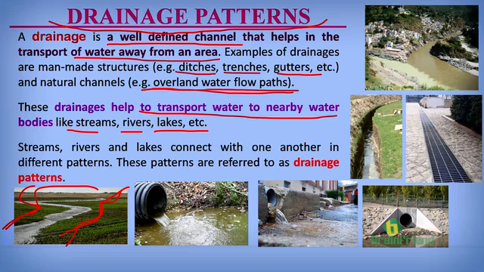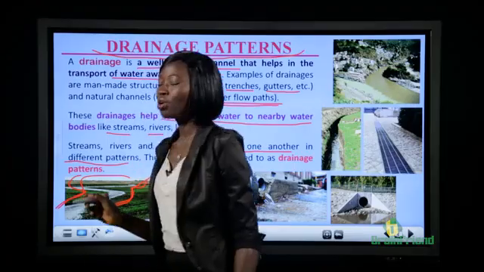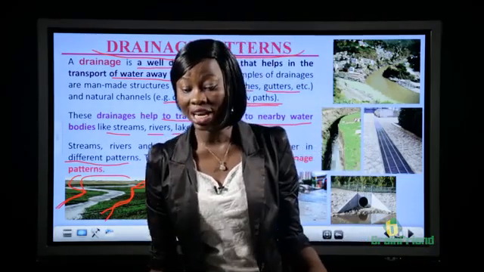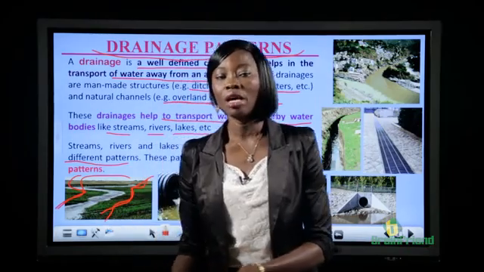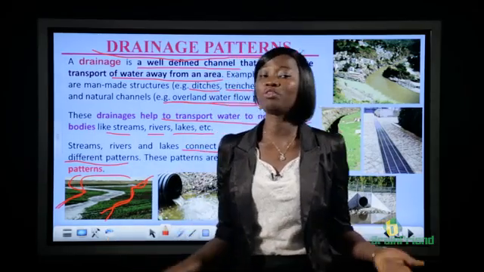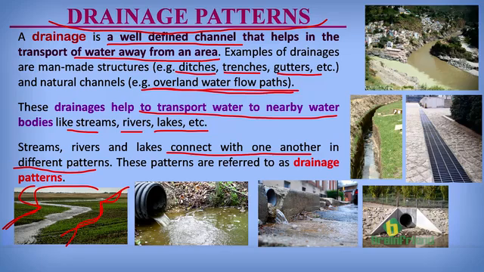Now, when the water gets to these streams, what happens to them? Streams, rivers, lakes, and all kinds of smaller water bodies also connect with one another in different patterns. Say you have a stream within an area. The drainages would help to channel water from the living area, that's residential areas, down to the stream. When the water gets to the stream, sometimes it will flow down to a river, and from the river, it could also flow down to larger rivers and so on. They connect to one another in different patterns, and these different patterns are referred to as drainage patterns. So that's why we are learning about drainage patterns.